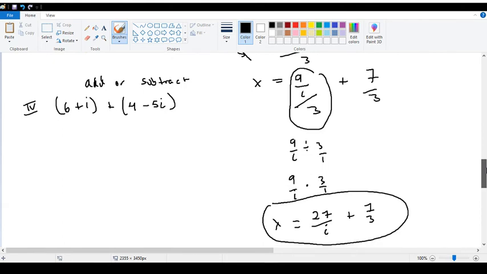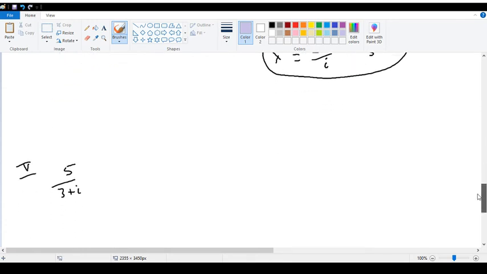All right, on the left side we have another problem, add or subtract complex numbers. We need to find the like terms. So these two are like terms, 6 plus 4, well, that's 10. Then I have i plus negative 5i, that's equal to negative 4i. And I'm done with that problem.